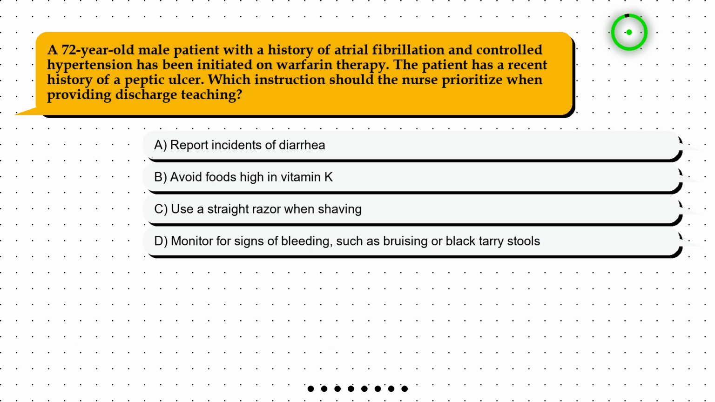A 72-year-old male patient with a history of atrial fibrillation and controlled hypertension has been initiated on warfarin therapy. The patient has a recent history of a peptic ulcer. Which instruction should the nurse prioritize when providing discharge teaching?